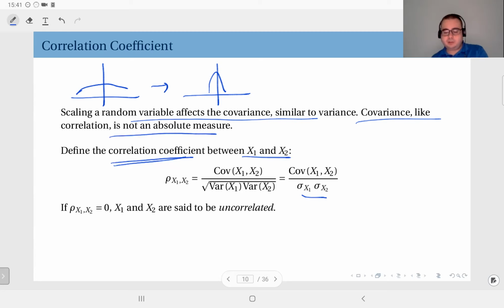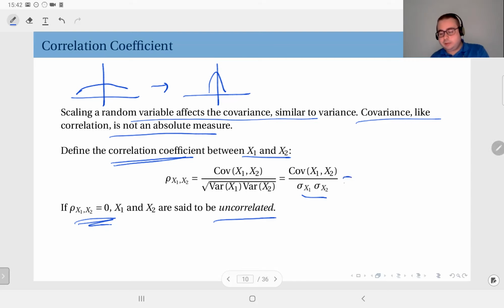Okay, and by definition, whenever this correlation coefficient turns out to be zero, we say that x1 and x2 are uncorrelated. Okay, of course, this also implies the covariance is zero, but not the correlation to be zero. So this is somewhat misleading terminology. Uncorrelated doesn't mean correlation is zero. Uncorrelated means covariance is zero or correlation coefficient is zero. Again, it's sort of misleading that the correlation coefficient is defined in terms of covariance, but not correlation. Okay, so be careful about this.